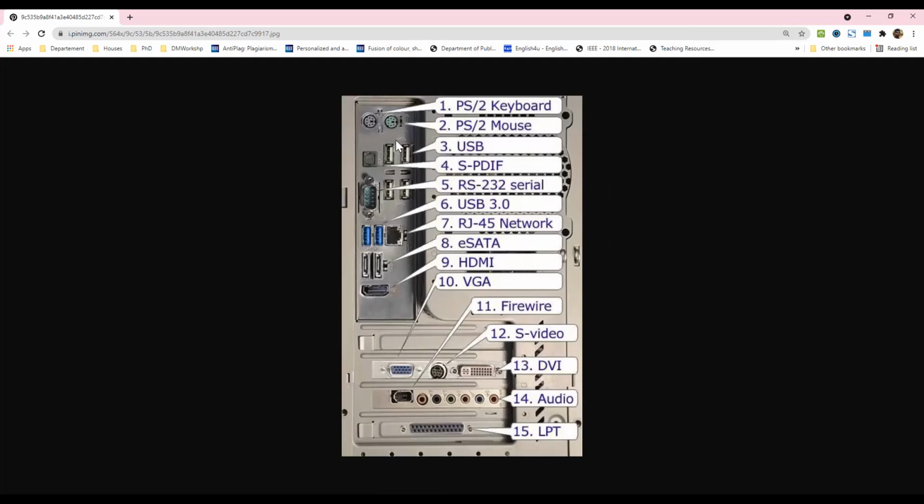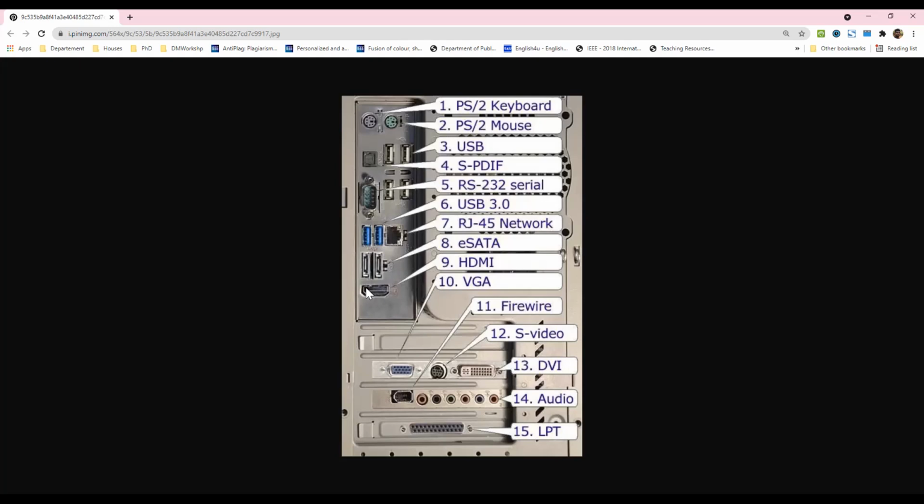Then there are USB ports. This is what we normally call USB version 2 in white color. In blue color, we normally have USB 3, the recent one. Okay, and then we have serial ports, especially early days, the mouse was connected to this, very early days. Then this is the network port. We also call it RJ45. Then eSATA, this is another port.